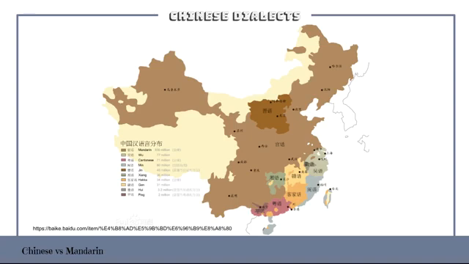And then the next dialect is Wuyu. Wuyu is on the east side, so Shanghai, Nanjing, Hangzhou, in that area. And 77 million Chinese people speak the Wu dialect.